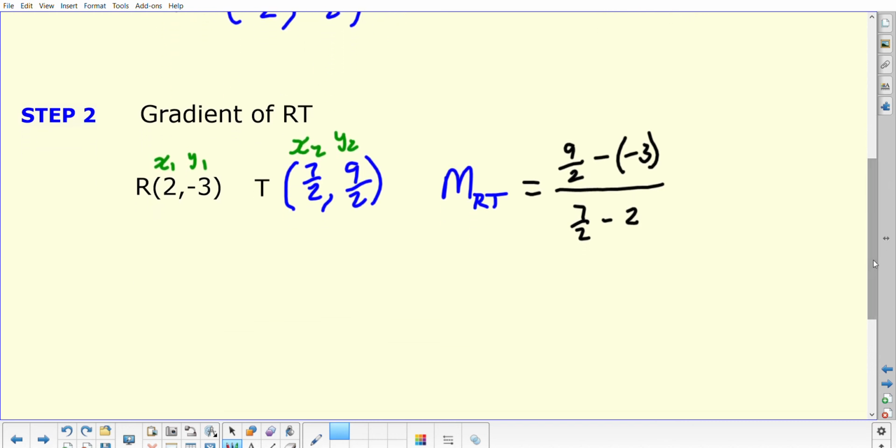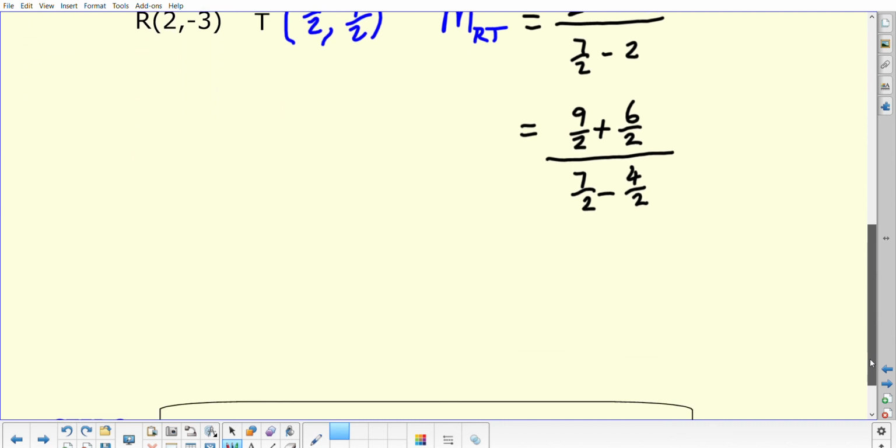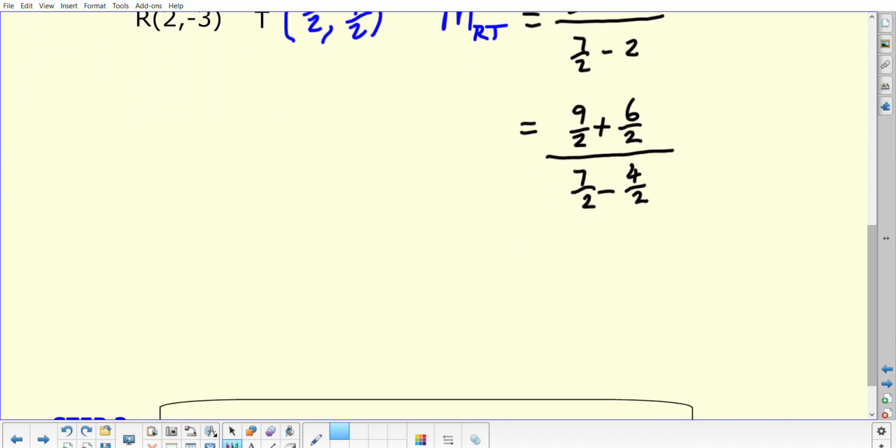what we will end up with, that becomes 9 over 2, and a take away negative 3 is going to become plus 3, but I'm going to write the 3 as 6 over 2 so that it's in halves. And then on the bottom likewise, so 7 over 2 minus the whole number 2, I'm going to say that's 4 halves. So what we end up with, right, on the top of our fraction there, we will have 15 over 2 on the top, and that has been divided by, on the bottom, 3 over 2.